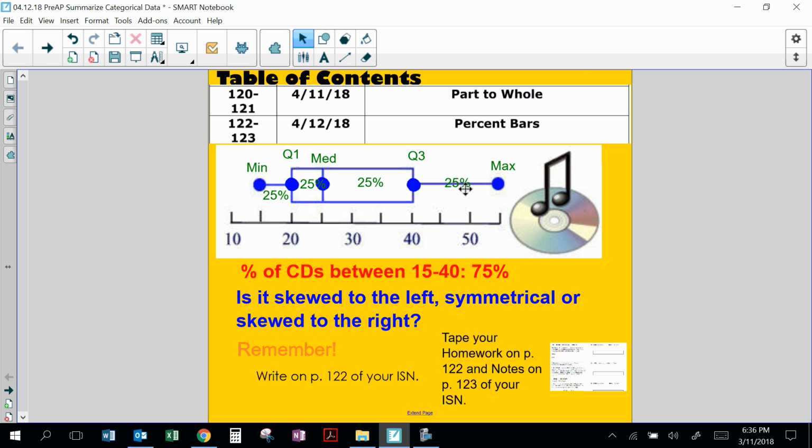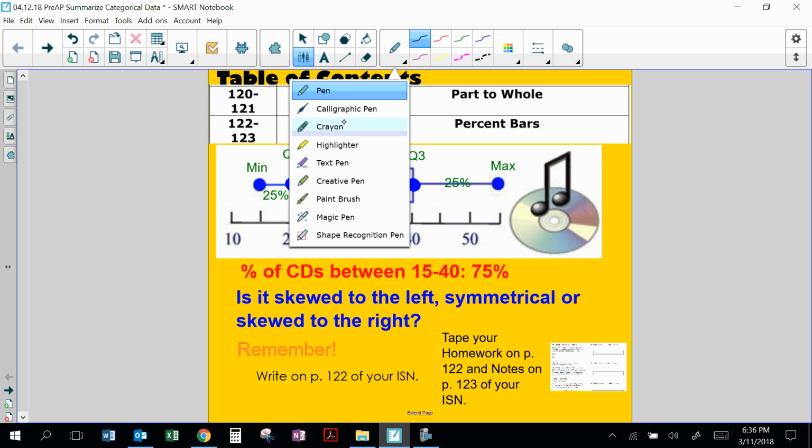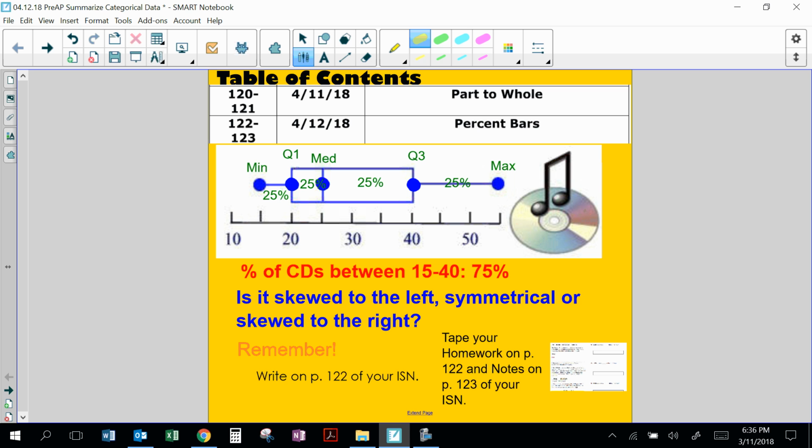So what percent, I'm going to use the highlighter here, what percent of the CDs are between 15 to 40? So 15 to 40 is right here. 75%. Is it skewed to the left, symmetrical, or skewed to the right?